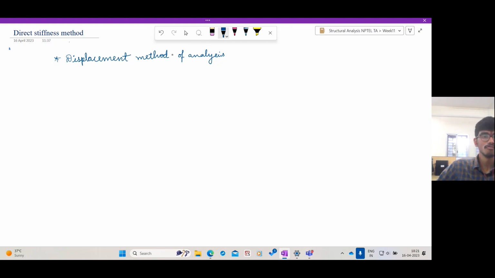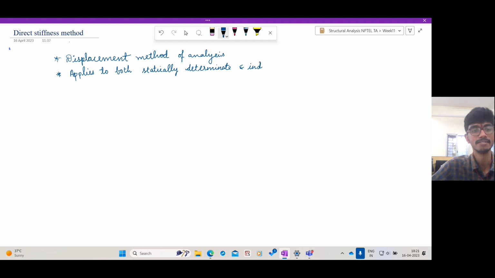Now, the benefit of this method over the other methods that we have seen in the course so far is that it applies to both statically determinate and indeterminate structures. Unlike the flexibility-based methods, the force methods of analysis, which apply only to statically indeterminate structures, this applies equally to both statically determinate and indeterminate structures.